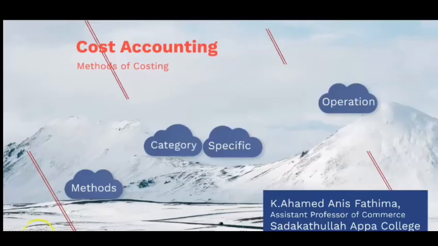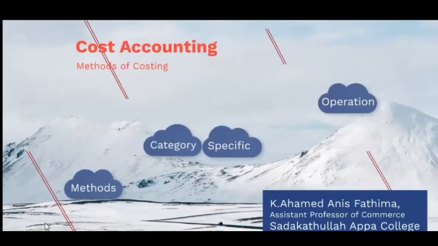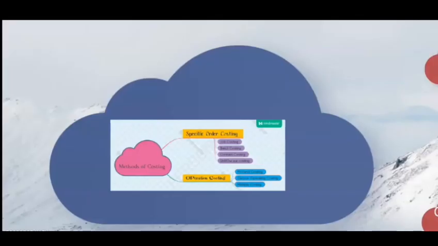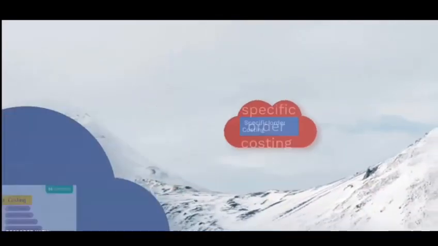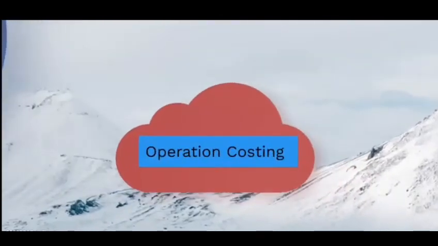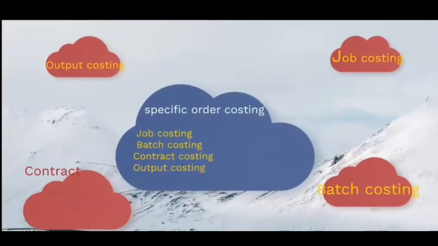Hello students, in this video let me see about the methods of costing. We can classify the costing as specific order costing and operation costing. Job costing, batch costing, contract costing and unit or output costing will come under specific order costing. Here, the specific order costing methods are applicable to these separate jobs or batches.